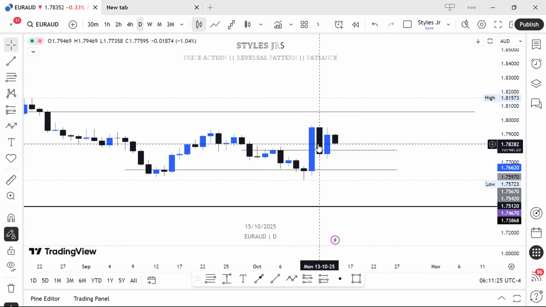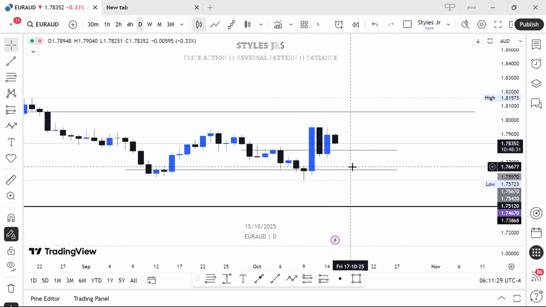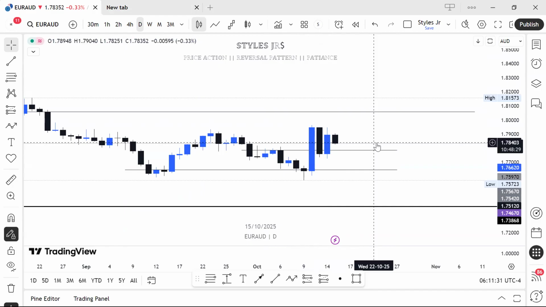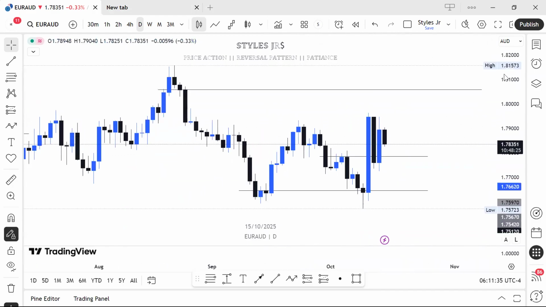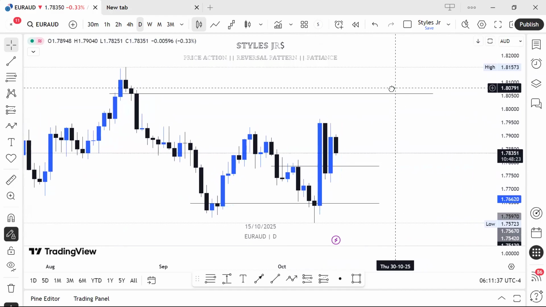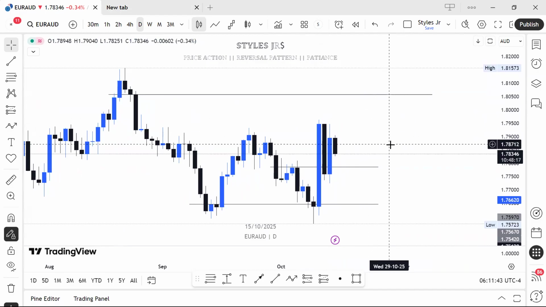So what do we do? We are looking for a possible point where the market can give us another buy opportunity to buy all the way to this particular zone. Remember, this is the zone we are looking out for. So here is the high we are looking out for.